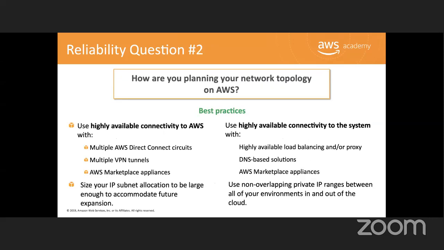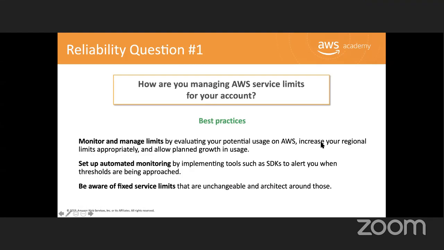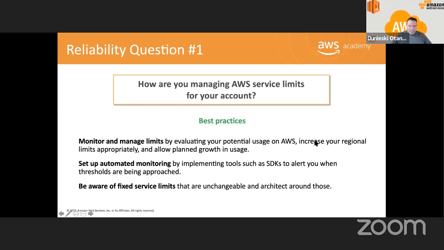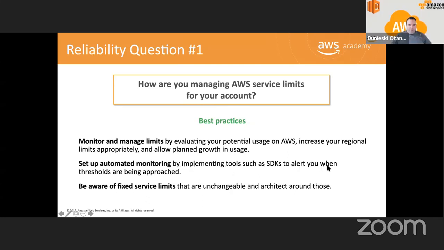Right. You contact Amazon, AWS, and then you can increase your limits. They should remove it, and then you'll be able to go above that soft limit. Request a limit increase. That's right. Exactly. Increase your regional limits appropriately and allow planned growth in usage. Set up automated monitoring. What is automated monitoring? What's the service? CloudWatch. By implementing tools such as SDKs to alert you when thresholds are being approached. Be aware of fixed service limits that are unchangeable and architect around those. Those are the hard limits, okay? There are hard limits that you cannot increase, so you have to work around that. Okay?